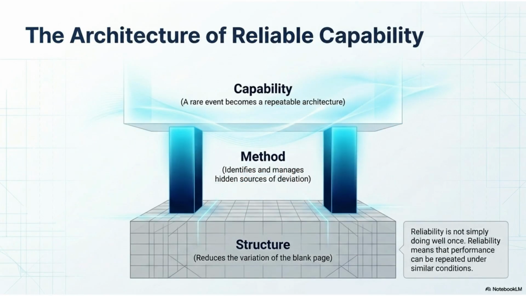Reliable capability has an architecture. At the bottom is structure. This is the starting framework that reduces the noise of the blank page. In the middle is method. Method means identifying and managing the hidden sources of variation. And at the top is capability. Capability appears when a rare success becomes repeatable. This is why reliability is not simply doing well once. Reliability means that performance can be repeated under similar conditions. A structure becomes capability only when method makes it reliable.